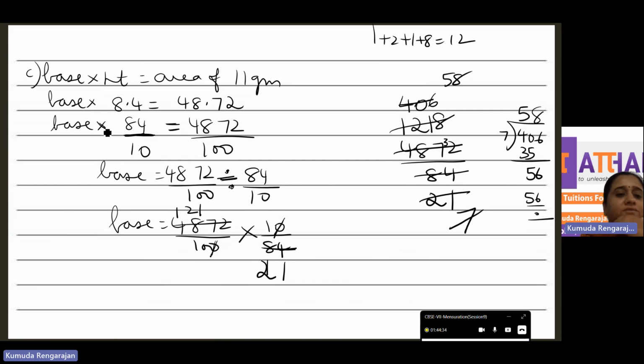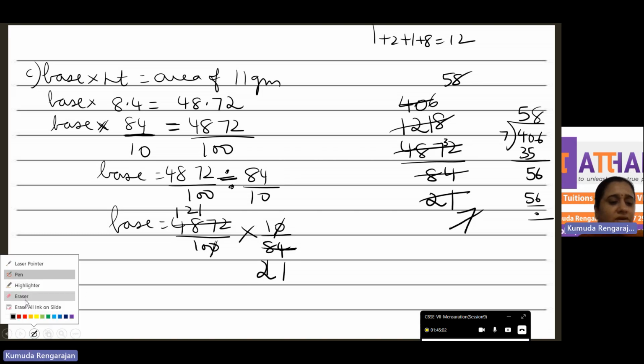No, it is into 84 by 10, no? So into 84 by 10 will come to the other side as divided by 84 by 10. Like plus will become minus, minus will become plus. So multiplication will become division on the other side. And then division to continue, you should change it to multiplication and take the reciprocal of the next fraction. Suppose you have 5 there, it will become 1 by 5. Whatever it is, it will become its reciprocal.